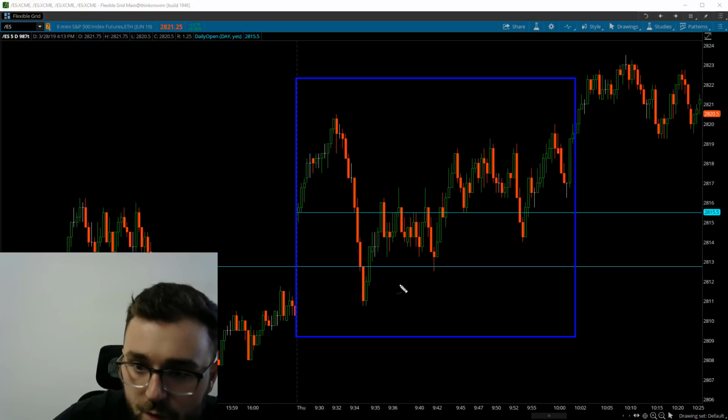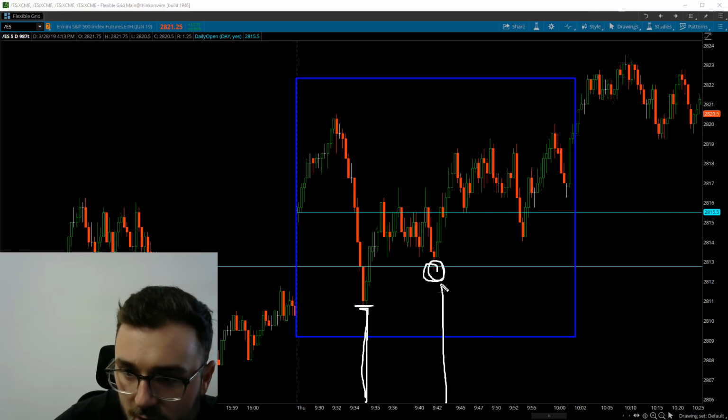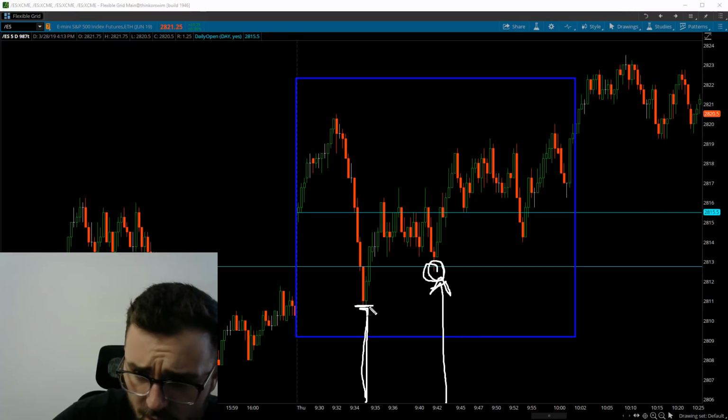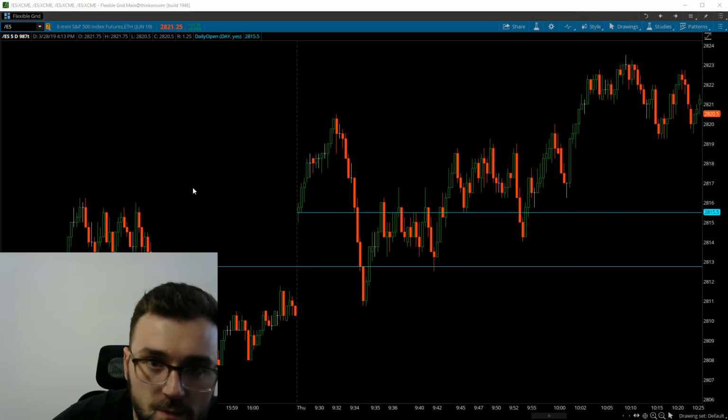More specifically, what I want to focus on is this low right in here, around 934, 935, somewhere in there. And then I want to focus on this low right here as well that came in around 942, 943, something like that. Keep an eye on this and take note that this second low ended up being a higher low. That means that this low was above this previous low from back here. Keep that picture in your mind, and I'm going to switch over to a chart of the Nasdaq real quick.